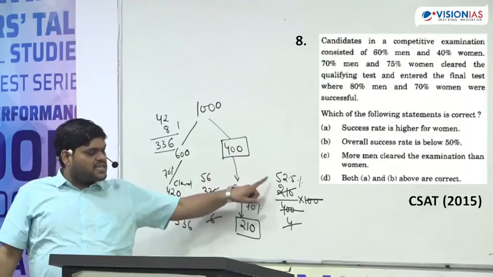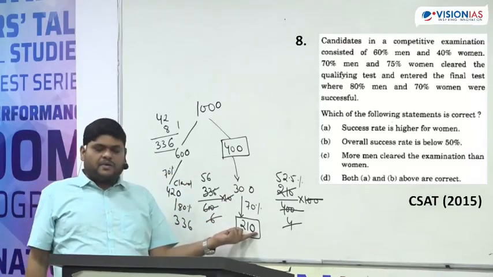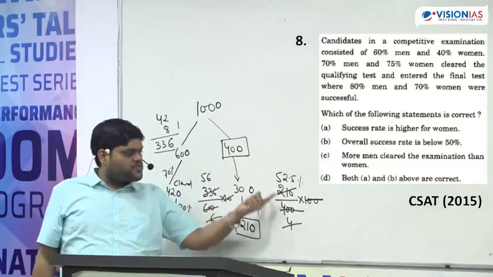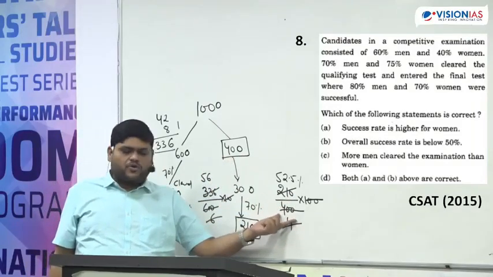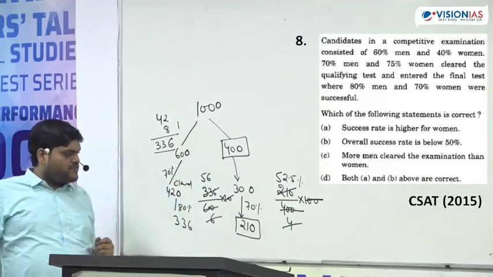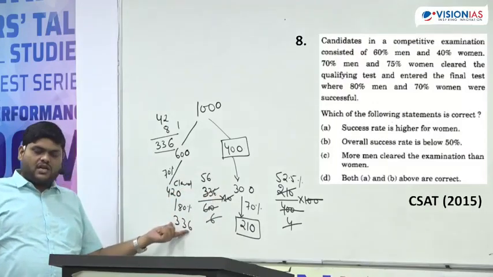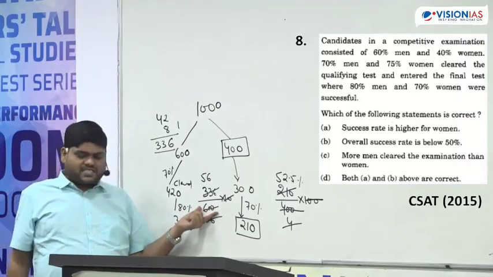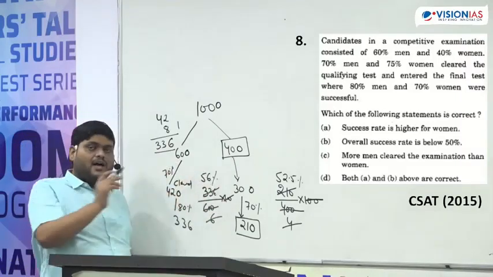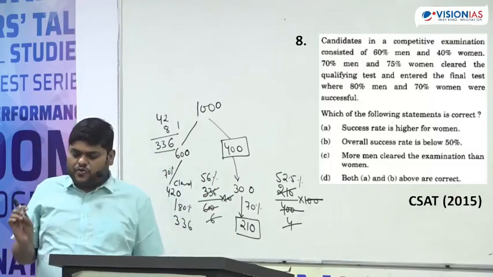Why? Because how to find out success rate? Total number of female who pass the examination is 210 upon total female is 400. So 210 upon 400 into 100. We have solved, the answer is coming as 52.5. And when we have found out total number of male who has cleared the examination, 336 out of 600, when we multiply, the answer is coming as 56% around. So that means success rate is more in male as compared to female. So first statement is wrong.